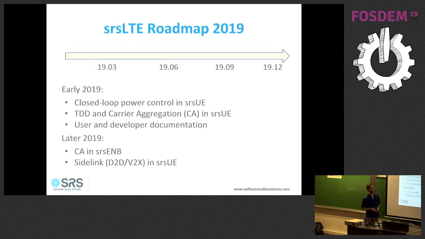Then we add carrier aggregation to the UE, so we'll be able to run up to 5 carriers with one UE. And there will be user and developer documentation, a long-awaited thing. So later in 2019, I expect carrier aggregation in the eNodeB, and also sidelink for the PHY, and probably, as I said, it's going to be integrated in the UE first. But we cannot commit to a particular release for those features, I'd say.